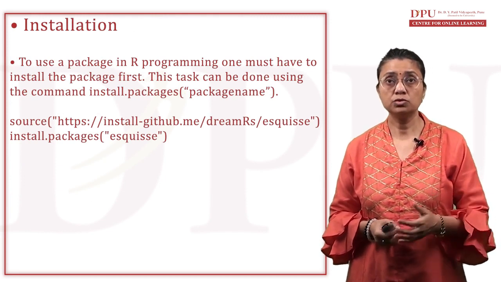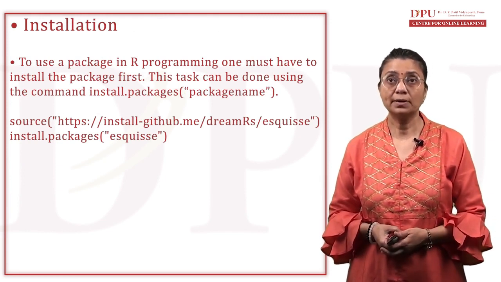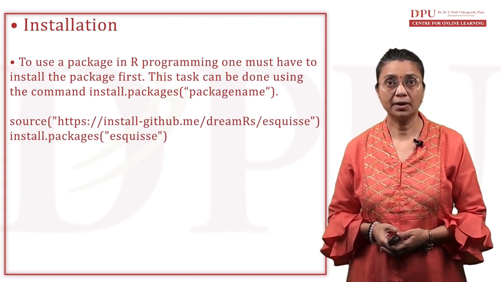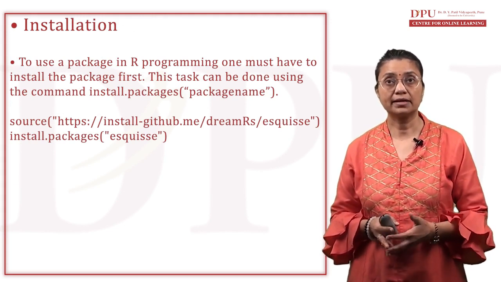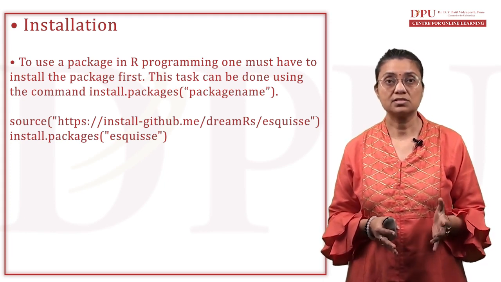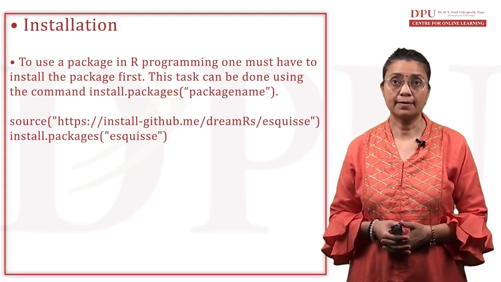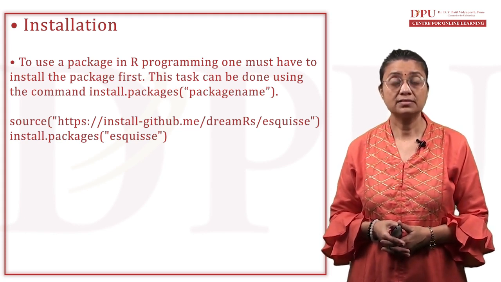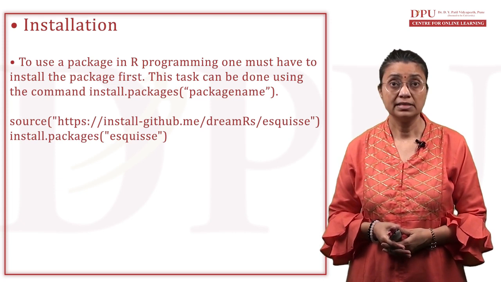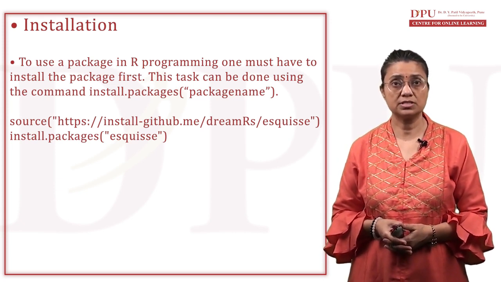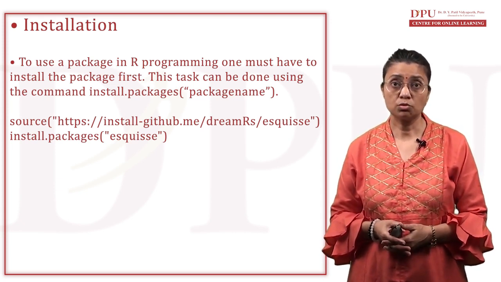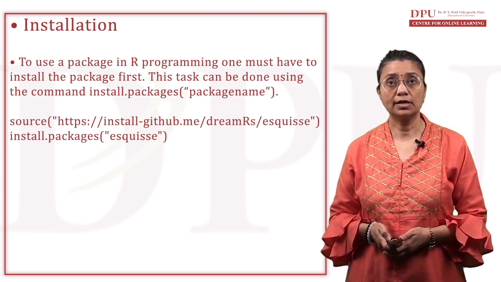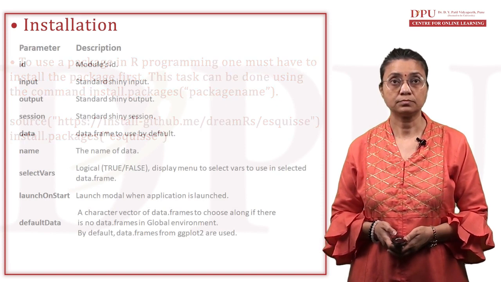Installation: to use a package in R programming, one must first install the package. This task can be done using the command install.packages and within brackets the package name. You can also use source, within brackets I can pass the package name. I'm writing the GitHub address for the esquisse package from dreamRs. So that is my source, and then I pass install.packages esquisse. So I have installed the esquisse package.